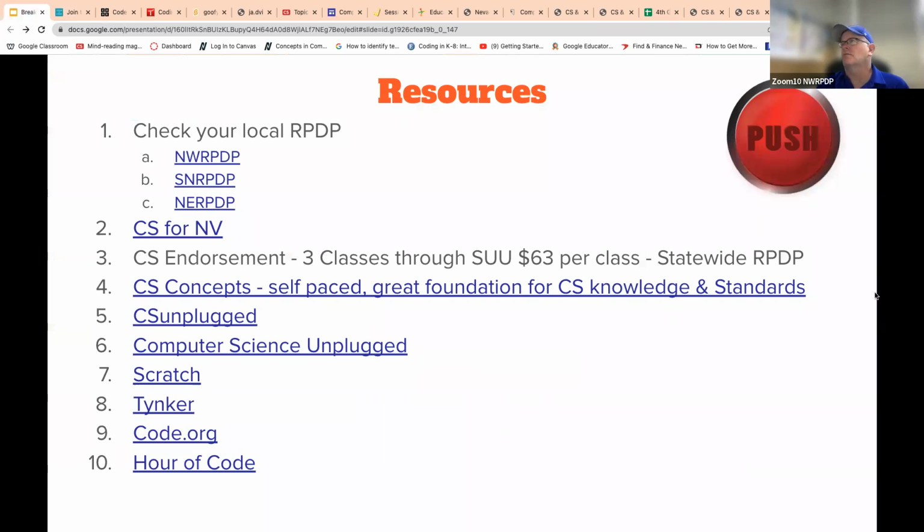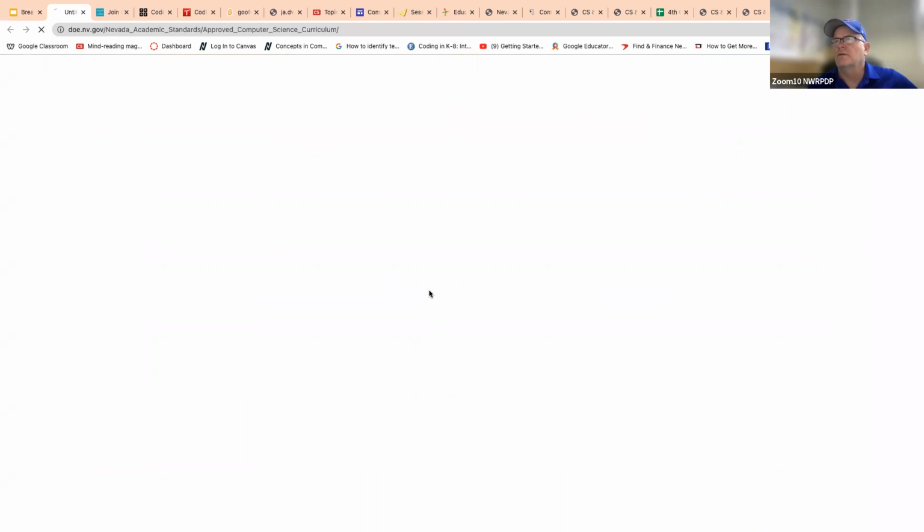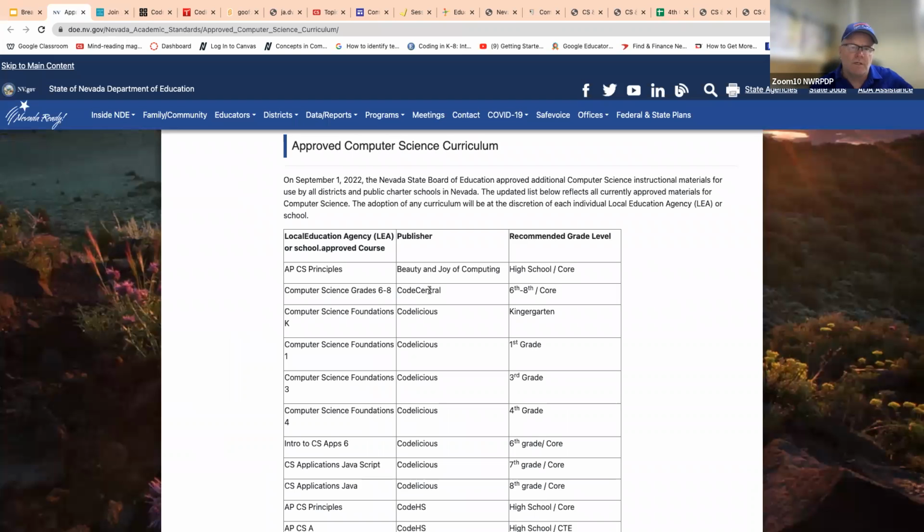Now it comes down to, well, Robert, there's some good resources. What am I allowed to use? What am I not allowed to use? And so the state of Nevada actually has approved curriculum. So stuff that's approved for your districts to purchase and use because it meets the standards. And that's what it really comes down to, is does it meet the standards?